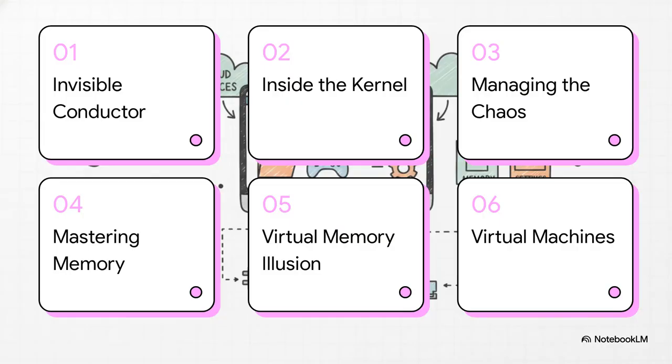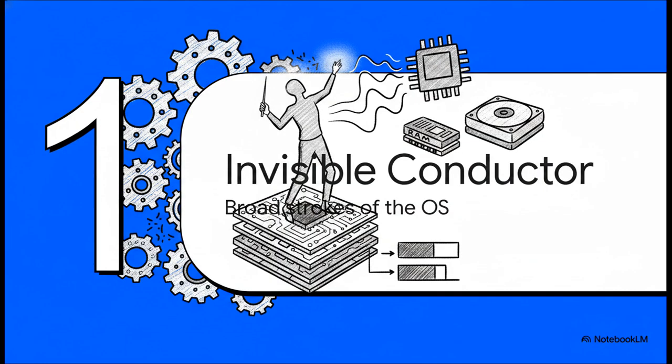Here's our roadmap for today. We'll start with the invisible conductor, head inside the kernel, and then look at managing the chaos. From there, we'll cover mastering memory, the virtual memory illusion, and finally, computers inside computers. Let's kick things off with part 1, the invisible conductor.